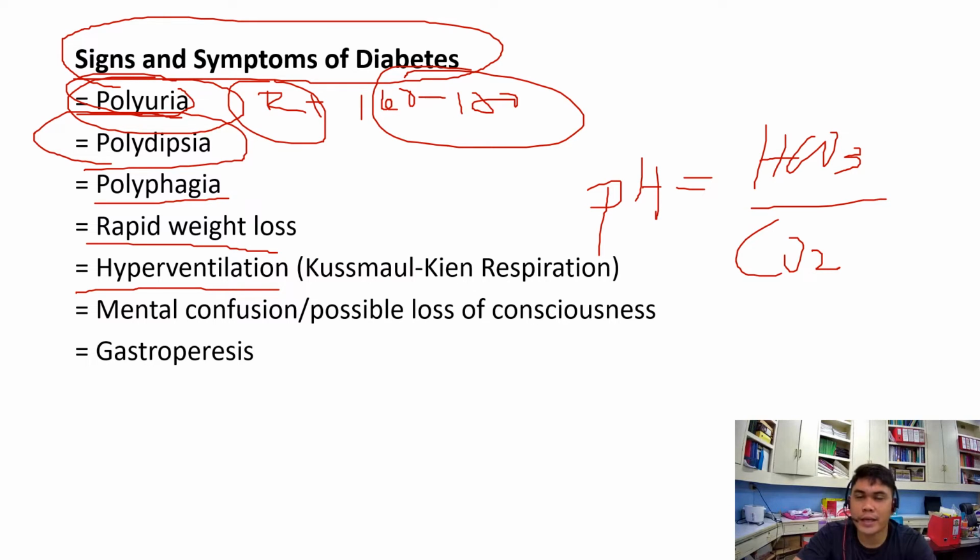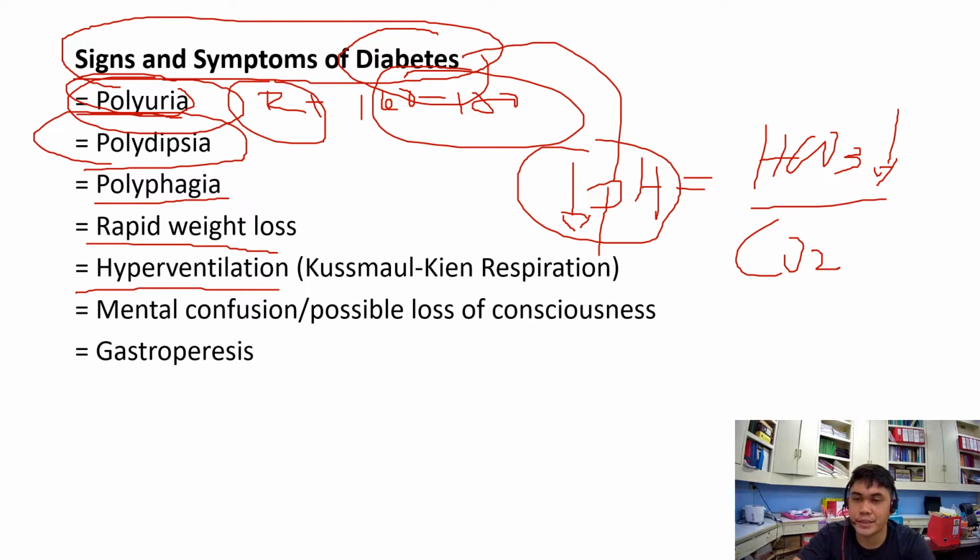Now, in ketoacidosis, the bicarbonate level is decreased. Ketoacidosis occurs due to the increase in ketone production, because ketones are acidic. So, decreased bicarbonate, and the effect is a decrease in pH. The individual with diabetes will experience metabolic acidosis. An example of metabolic acidosis is diabetic ketoacidosis.